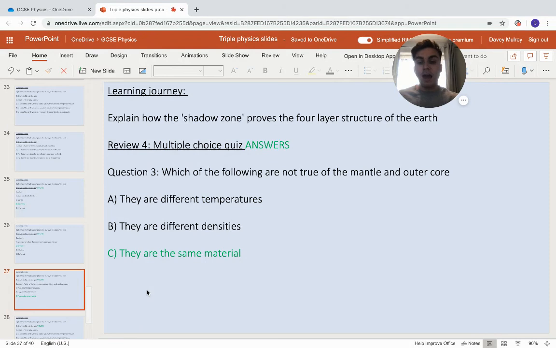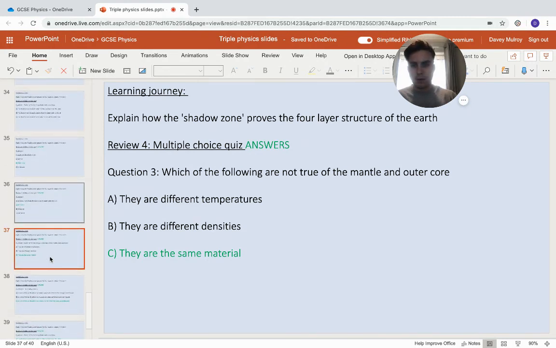So C, they are the same material. That is not true. And a nice way of thinking about this, the mantle is molten rock and the outer core is molten iron and nickel. So we got two different materials there.